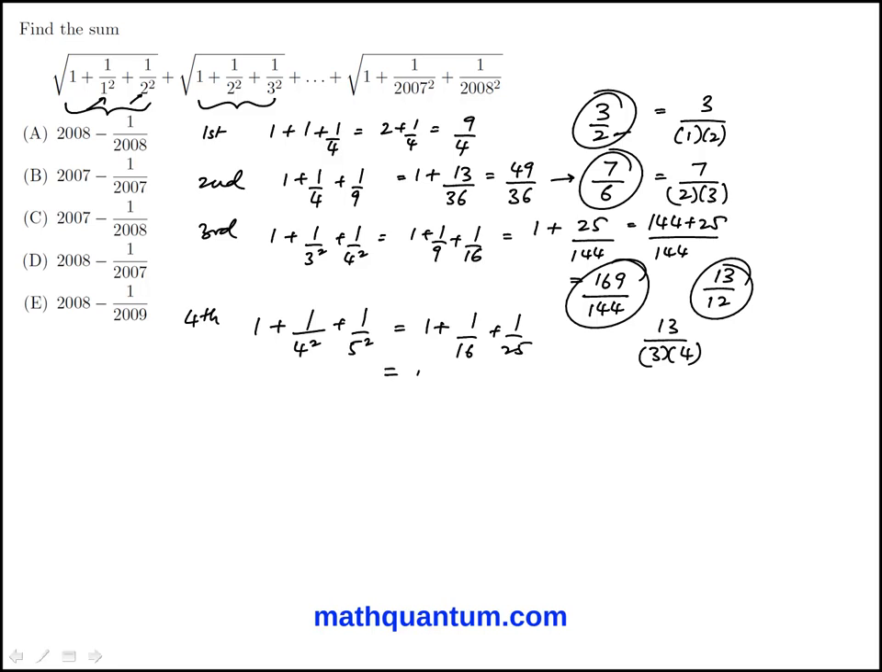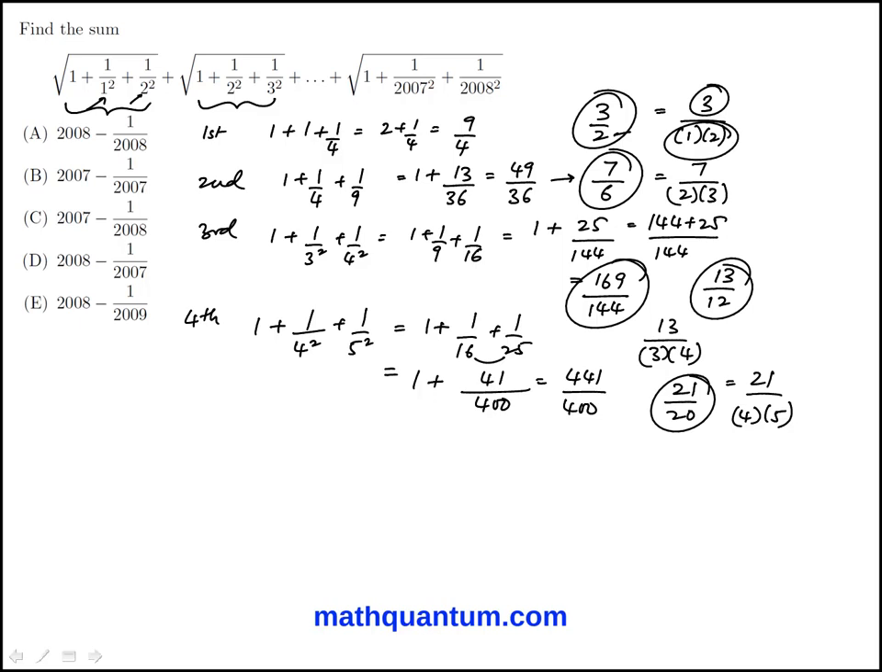25. And this is where multiplication helps. So this is 400. That's 41. So 441 over 400 again. That square root would be 21 over 20. Again, that's 21, 4 times 5. So here, the key thing that I noticed is that the numerator is just one more than the denominator. So you notice that 13 over 12, 21 over 20.